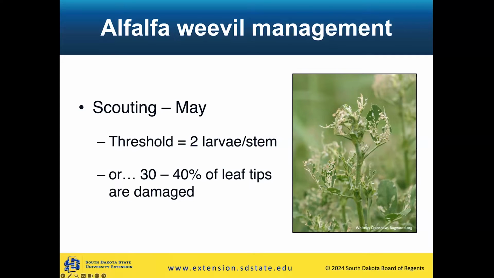The other thing is if 30 to 40% of those leaf tips are damaged, that's our defoliation threshold, which I'll talk about a little bit later as well with some of these other pests, but that's our general defoliation threshold for alfalfa.